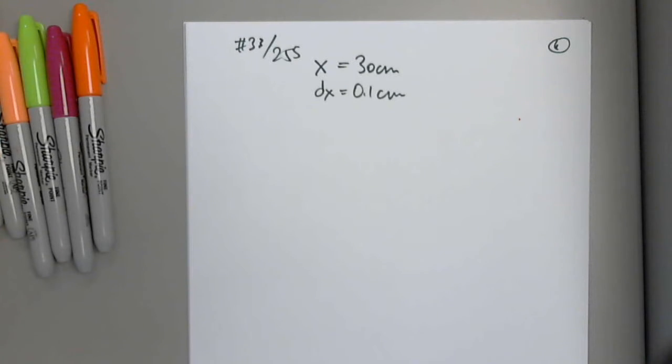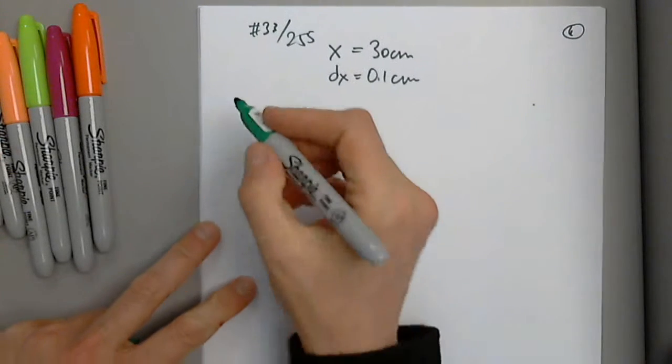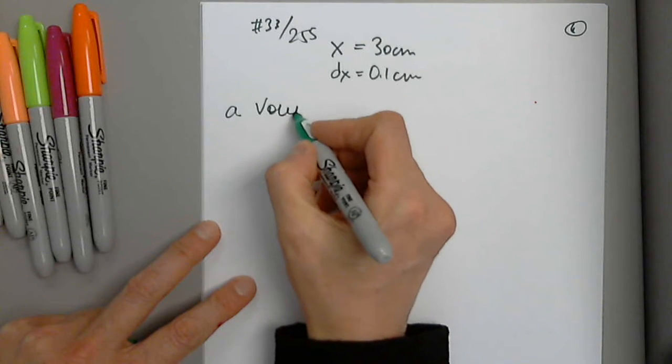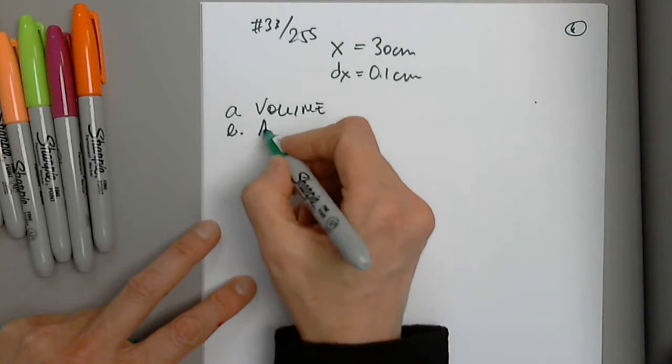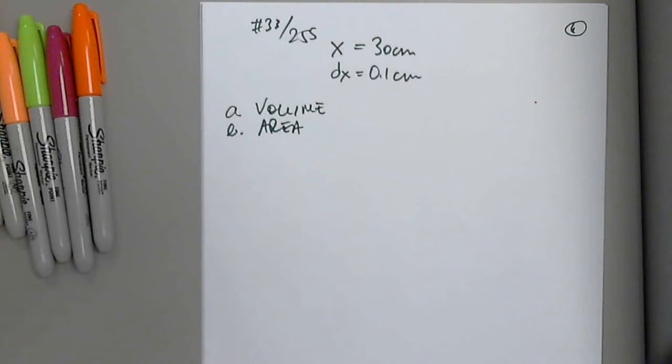Excellent. Use differentials to estimate the maximum possible error, the relative error, and percentage error in computing the volume of the cube. So in part A, for the volume, and in part B, for the surface area of the cube. So it says one more time, use differentials to estimate. Don't find the exact. Use differentials to estimate the maximum.